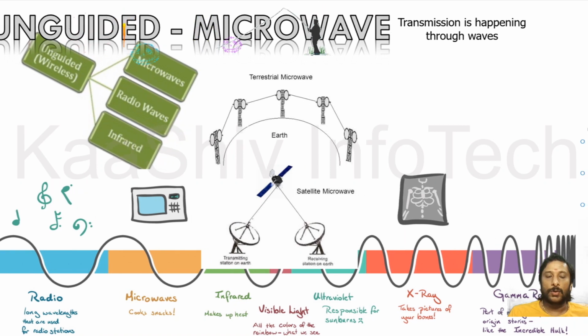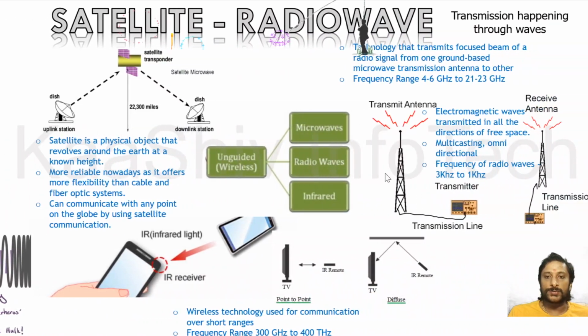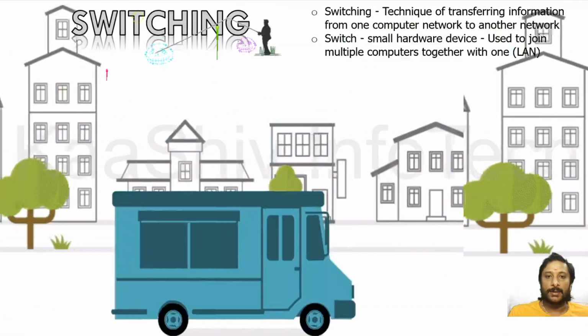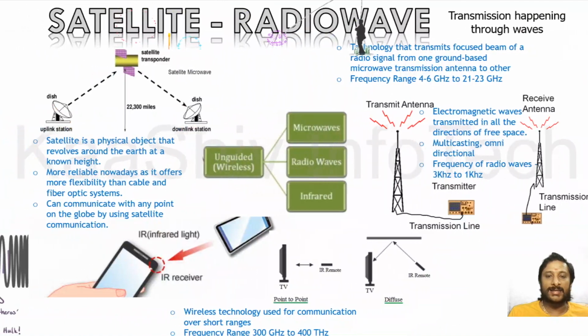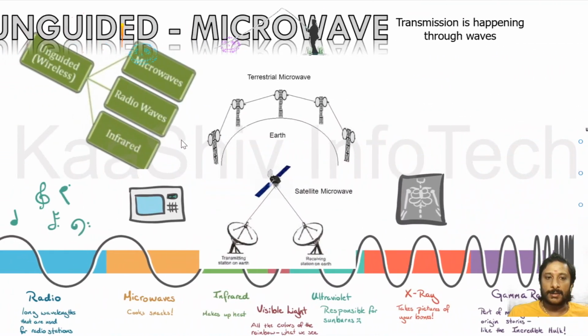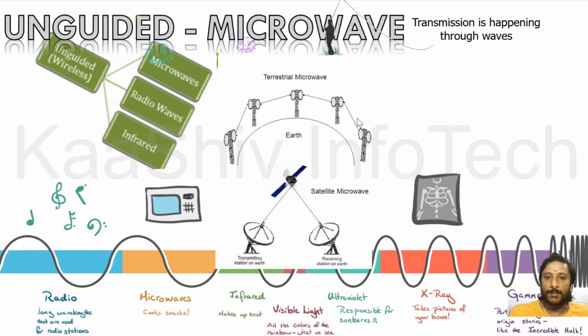If you talk about microwave signals, the communication is happening via towers. This type is called terrestrial microwave. You have towers to transfer the microwaves, like a point-to-point link. If it is done via towers, it is called terrestrial. If it is done via satellite, it is called satellite microwave.